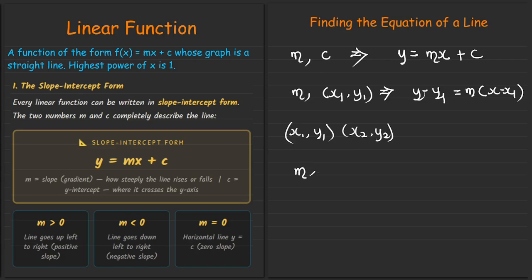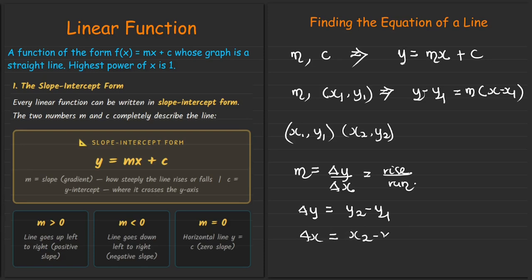Now the gradient gives us the change in y values over the change in x. It is also known as the rise over run. To solve for it, we have two values of y, so we find the change in y, which is simply the difference between the y values: y2 minus y1. And change in x is also x2 minus x1.